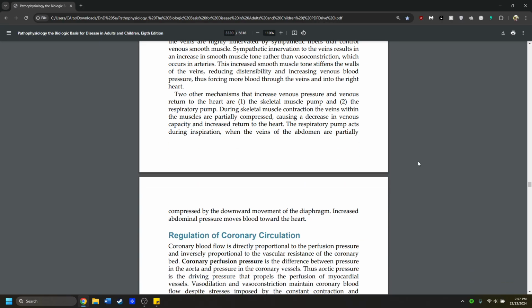Two other mechanisms that increase venous pressure and venous return to the heart are the skeletal muscle pump and the respiratory pump. During skeletal muscle contraction, the veins within the muscles are partially compressed, causing a decrease in venous capacity and increased return to the heart. The respiratory pump acts during inspiration, when the veins of the abdomen are partially compressed by the downward movement of the diaphragm. Increasing abdominal pressure moves blood towards the heart.